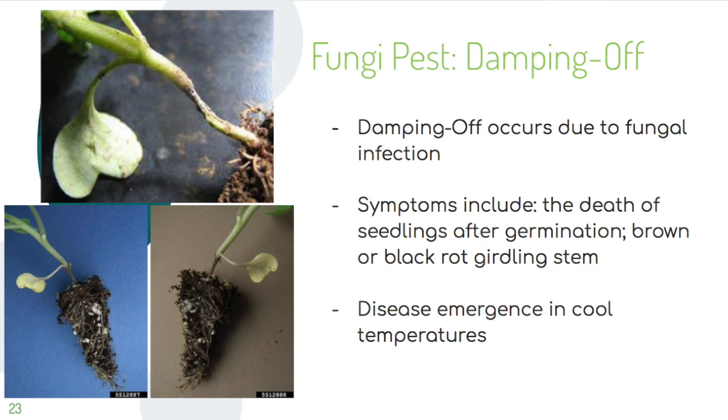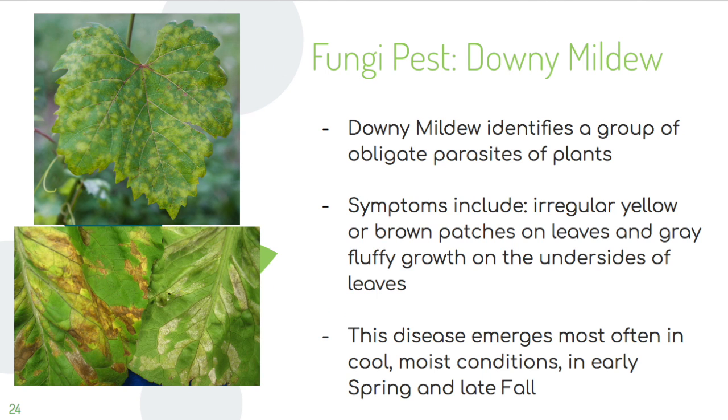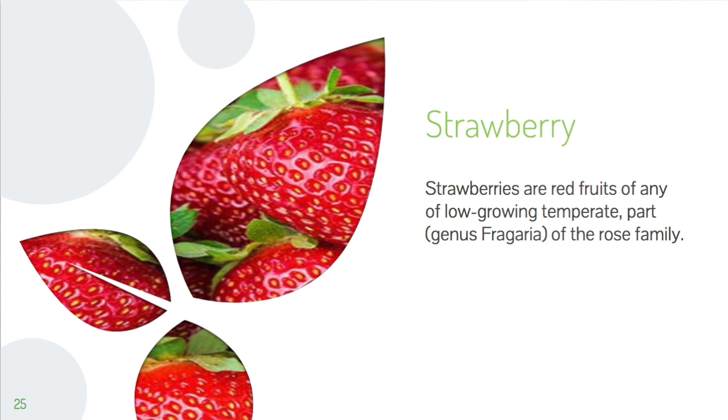Damping off occurs due to fungal infection. Symptoms include the death of seedlings after germination and brown or black rot girdling the stem. The disease emerges in cool temperatures. The term downy mildew refers to a group of obligate parasites of plants. Symptoms include irregular yellow or brown patches on leaves. This disease emerges most often in cool, moist conditions and in early spring and late fall.